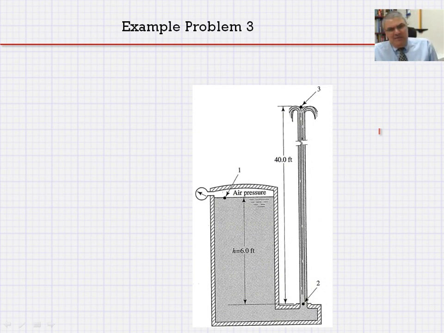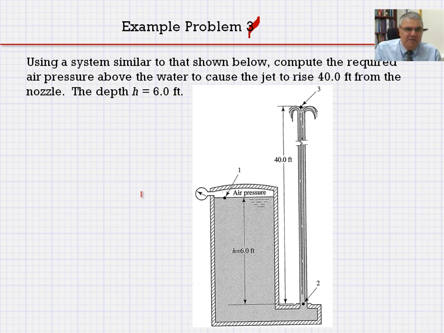So let me take a look at an example here. Ignore the number, just call it example problem, please. We have a system as such. This is similar to the previous system. We are going to compute the required air pressure above the water to cause the jet to rise 40 feet from the nozzle. That's a really long distance for the water jump or water rise, and we assume h is 6 foot.